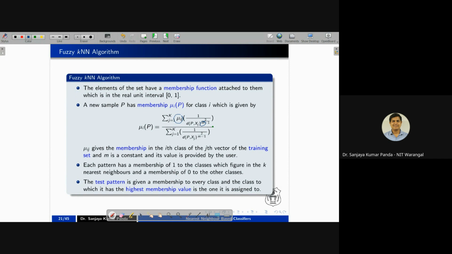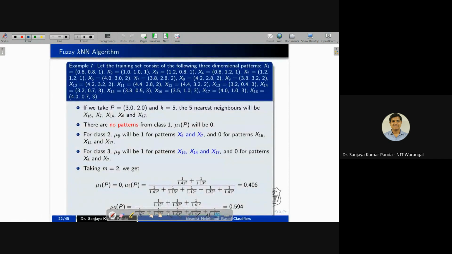Okay. So based upon the membership values only, you have to determine whether it belongs to a particular class or not. So let us take an example. I am taking the same example which we discussed earlier. The pattern is 3 and 2. And if you find the first 5 neighbors, you are getting x16, x7, x14, x6, and x17. Now we'll see the class levels. X16 class level is 3. X7 class level is 2. X14 class level is 3. X6 class level is 2. And X17 class level is 3.